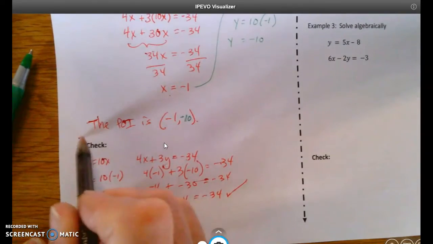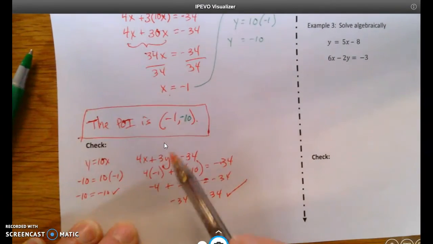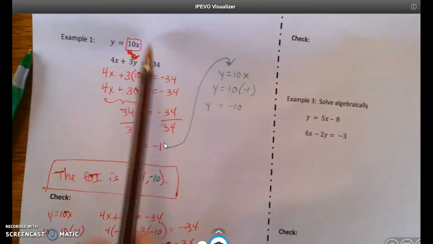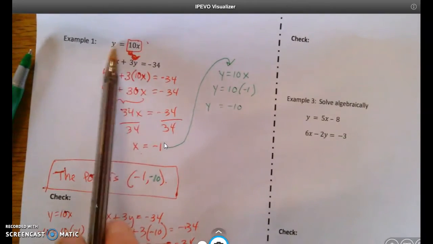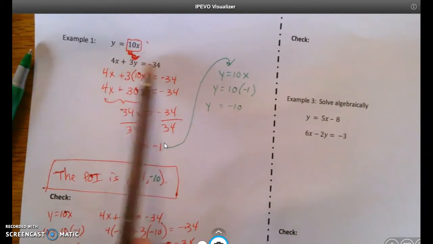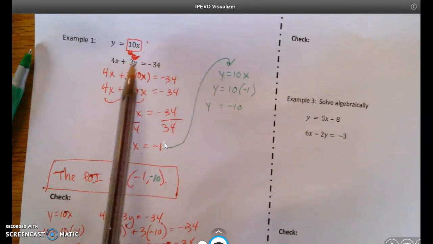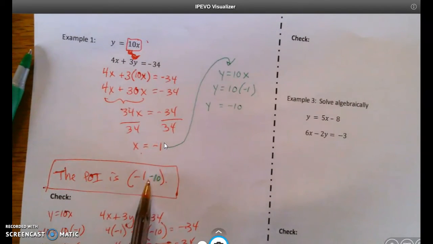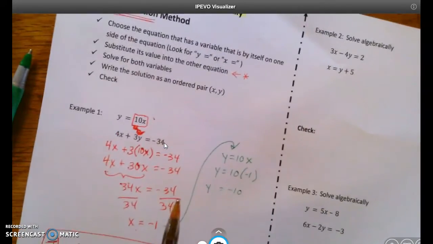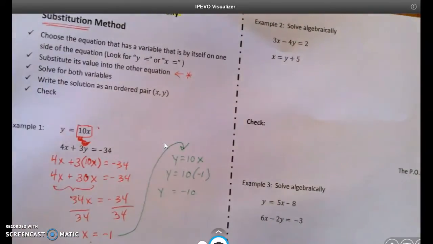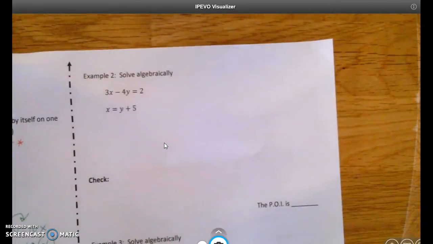Once you are sure that your x and y values work in both equations, you will say this is your solution. And if we wanted to, we could take a minute, get some graph paper out, take this line, solve for y equals, graph it, and guess what? They're going to cross at this POI. So graphically, it's a nice visual way to make sure you have the right POI. And algebraically, it's nice because you don't have to graph. So some students really like the algebraic solutions.